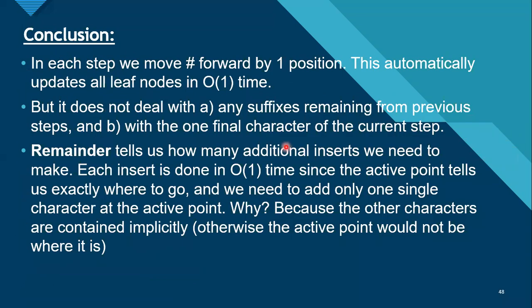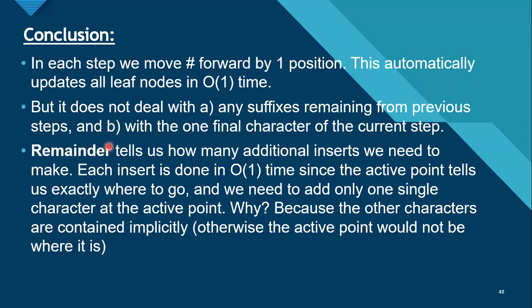So let's jump to some conclusions. As we saw, in each step we just moved this hash value forward by 1 position. And this automatically updates all the leaf nodes, or appends the new character to all of the leaf nodes in constant O(1) time. But it doesn't deal with any suffixes remaining from previous steps and with that one final character of the current step.